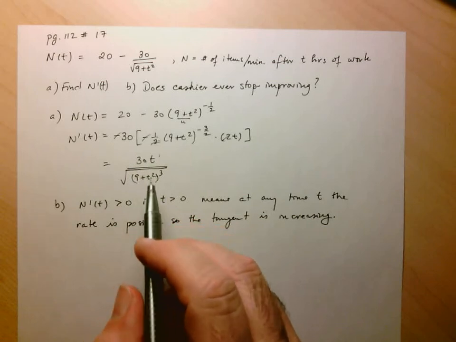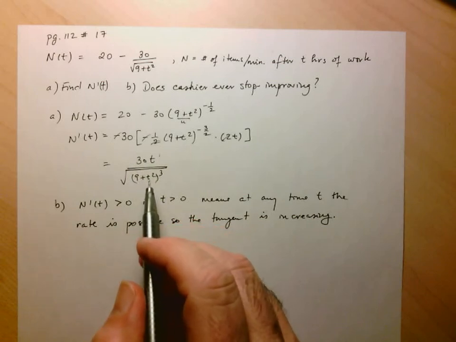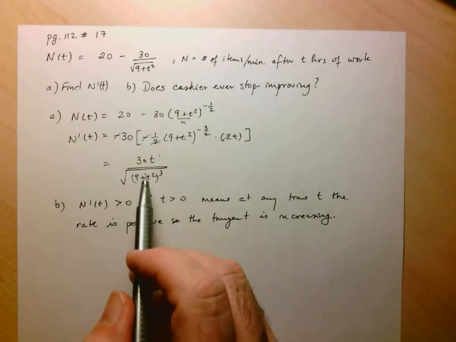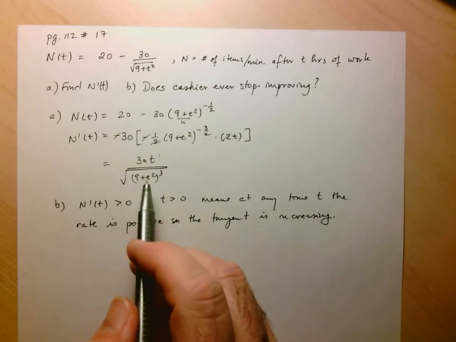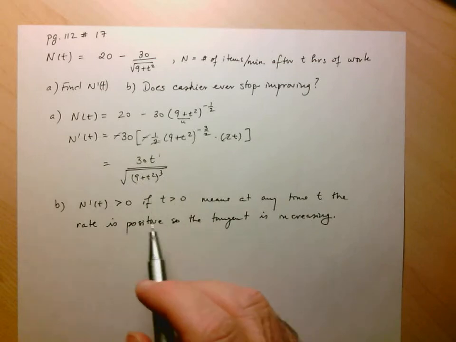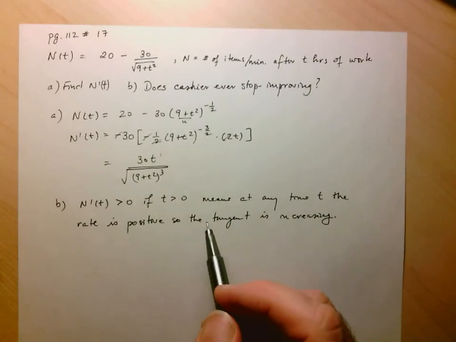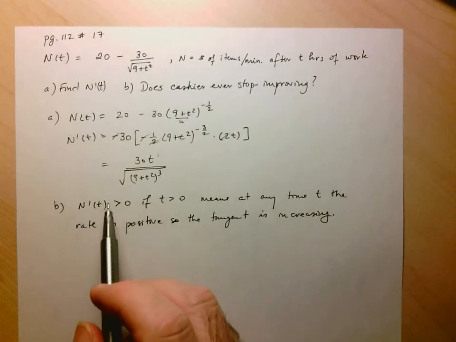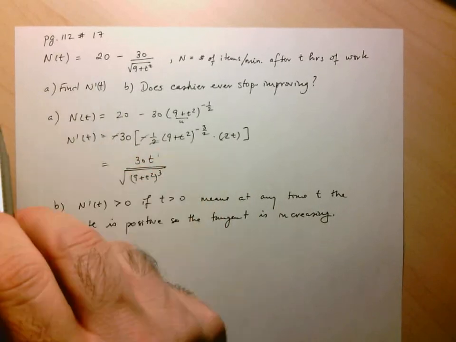So while the rate of change is always positive, the rate of change is also going to be approaching zero. So over time, this cashier is going to keep getting better, but by less and less. And so that's the reasoning as to why it's always going to be increasing, because that derivative is always positive.